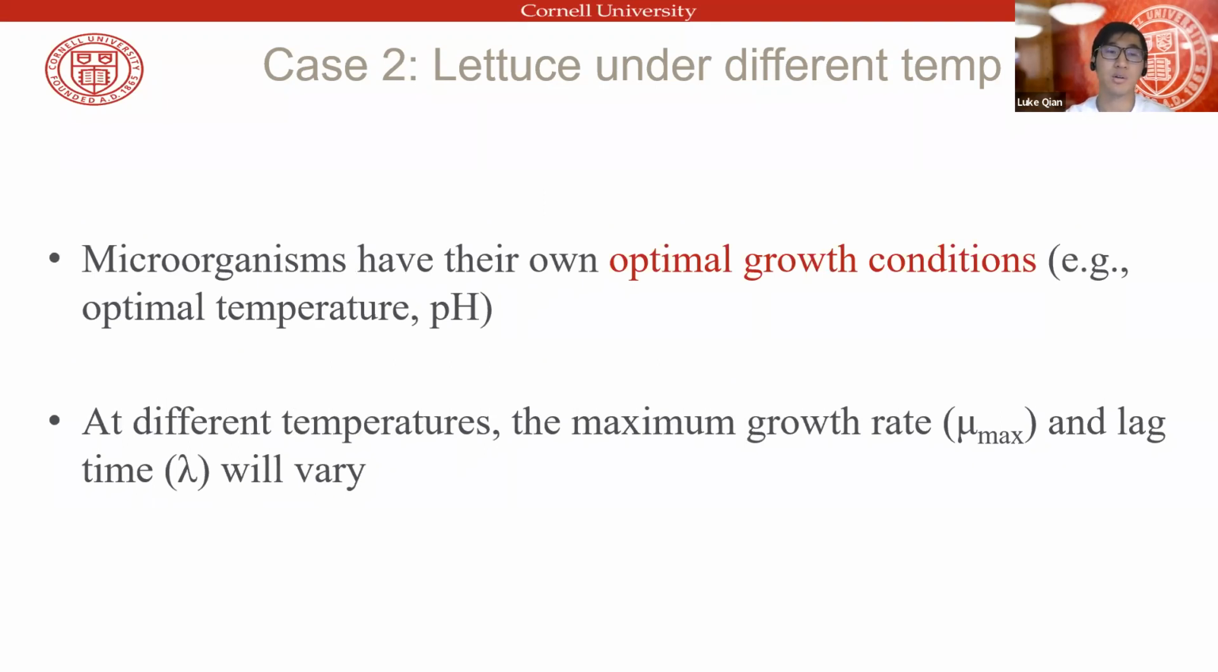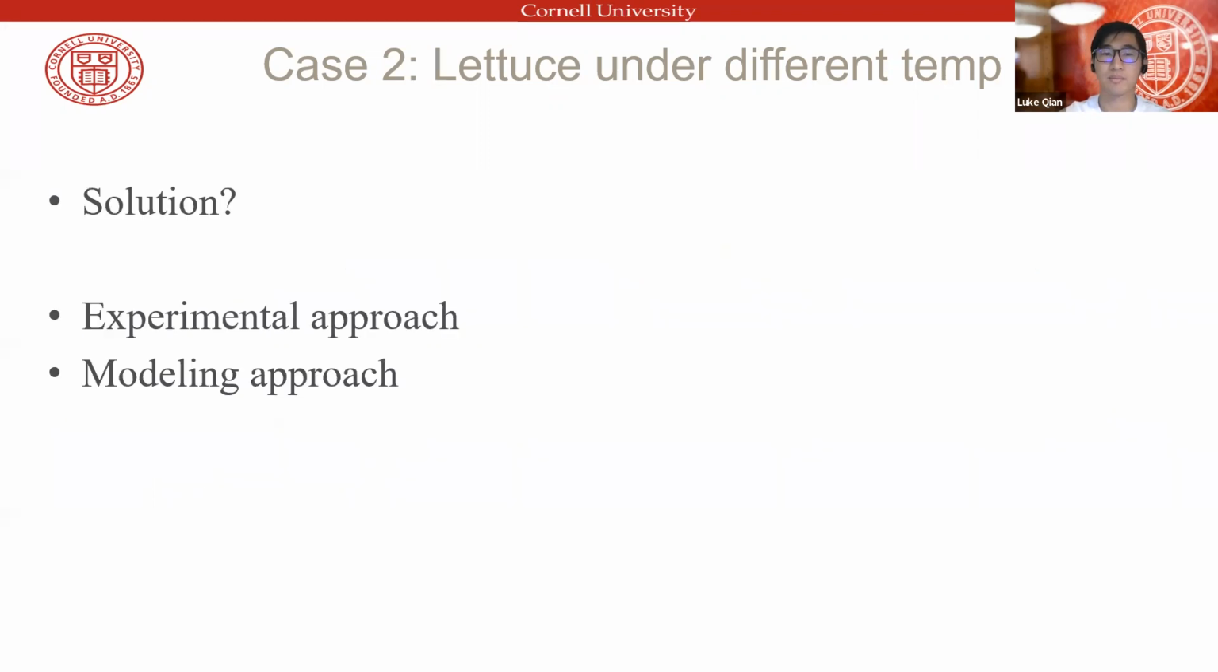As I mentioned earlier, microorganisms have their own optimal growth conditions in terms of temperature and pH. Once the temperature changes, the maximum growth rate and lag phase will vary. Naturally, a microorganism will grow faster at higher temperature if this temperature is below its optimum temperature. So with that knowledge, how do we predict the microbial loads more accurately if our temperature shifts a lot?